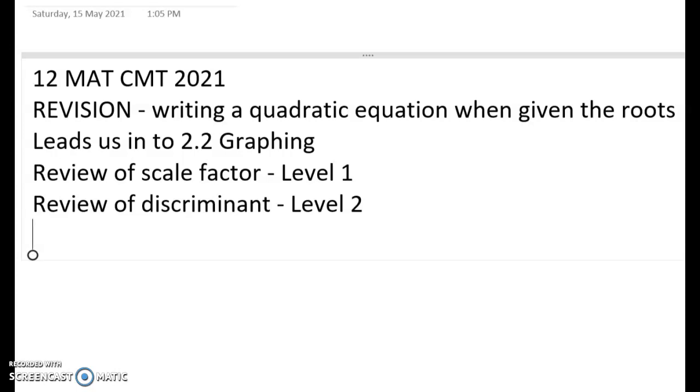Kia ora Year 12. This video is going to revise how we can write a quadratic equation when we're given the roots. It also leads us into level 2 graphing. I'm going to do two things in here. I'm going to go over how the scale factor works on a quadratic equation and also look at the discriminant stuff that we've learnt in the last few weeks.